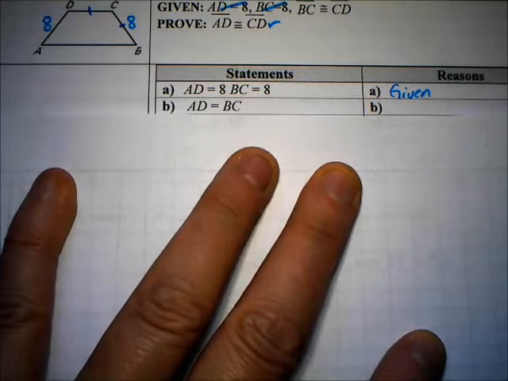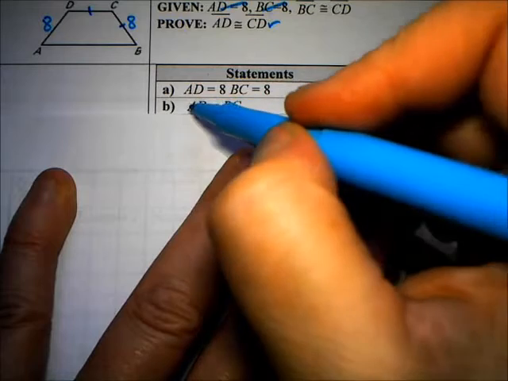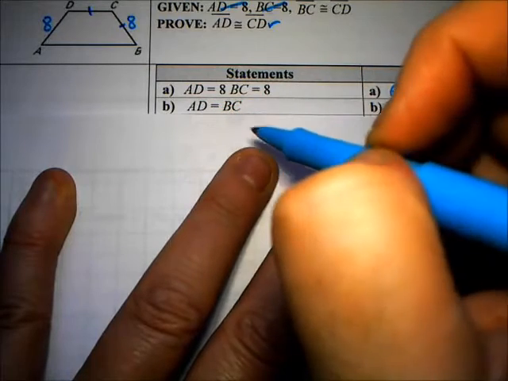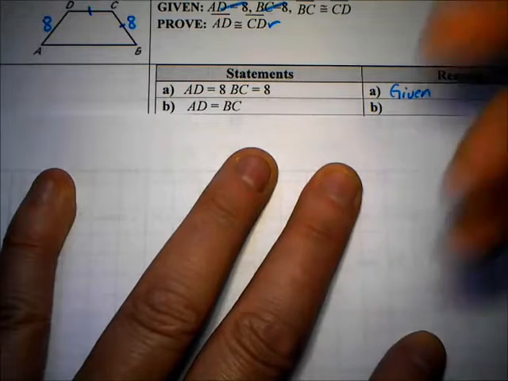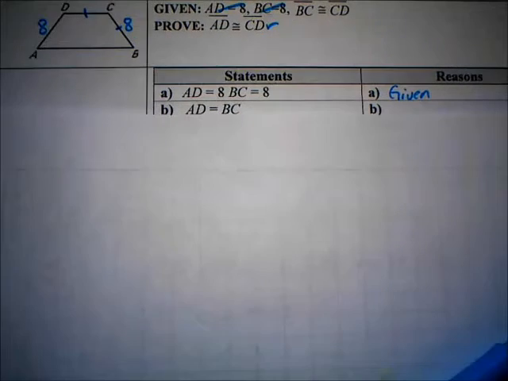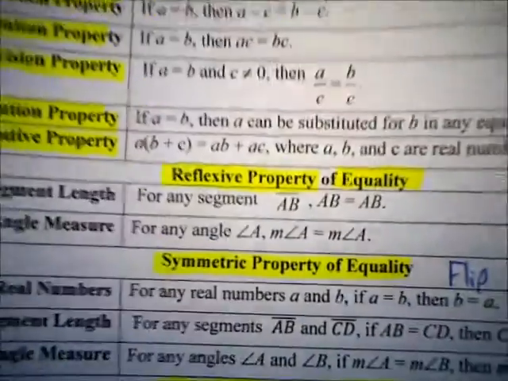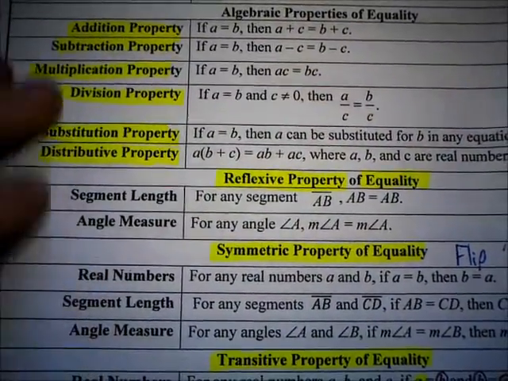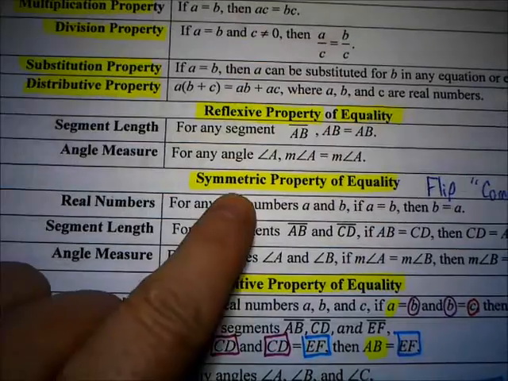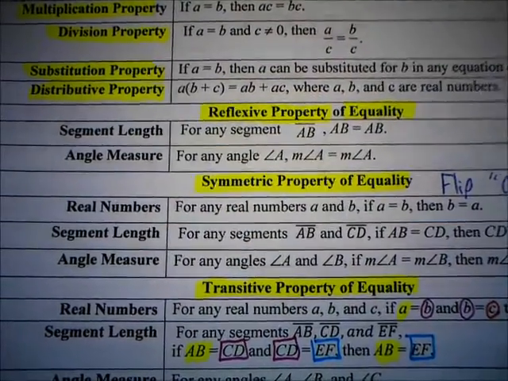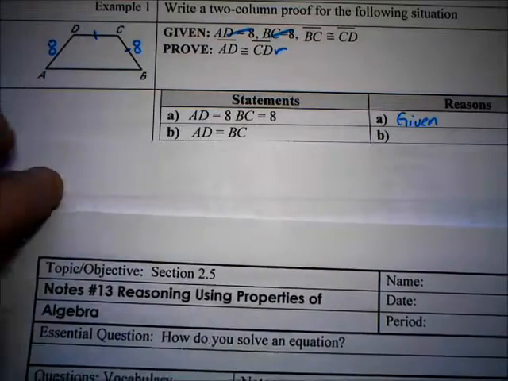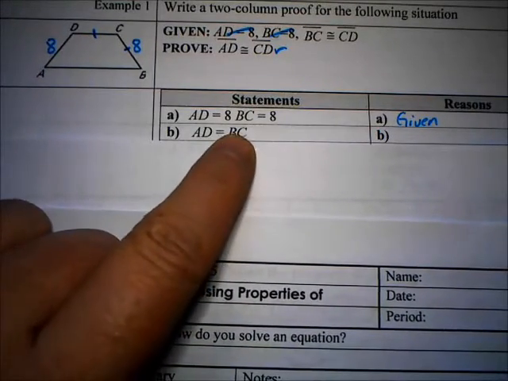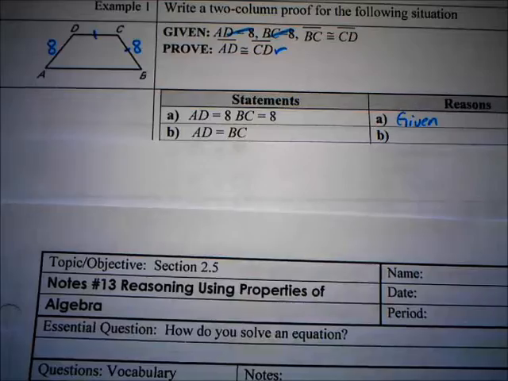Well, that's our length of a segment, correct? But it says that AD is equal to BC. Well, if I'm looking at my properties that I had the other day, let me get them just a second. Alright, if I'm looking at my notes from the other day, I have my properties: reflexive, symmetric, and transitivity. I'm noticing that these are set equal to each other when they both equal an 8.